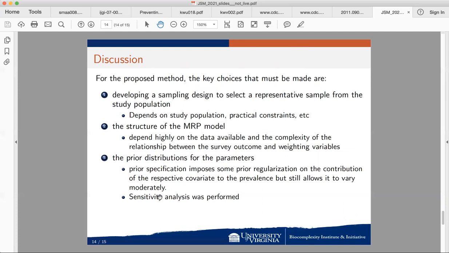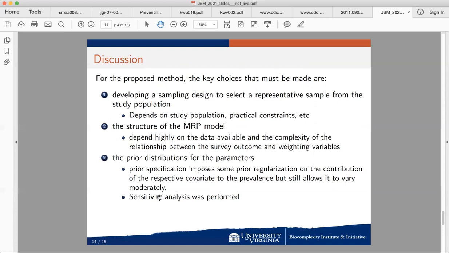And in addition, the actual structure of the MRP model, once the sample has been selected, so this depends highly on the data available and the complexity of the relationship between the survey outcome and the covariates and the weighting variables. And so here I've presented just a very simple bare bones MRP model. But in reality, you would have a lot of interactions between the survey variables and the covariates, and you could use a more flexible model to estimate the prevalence, for instance, instead of using logistic regression as well.